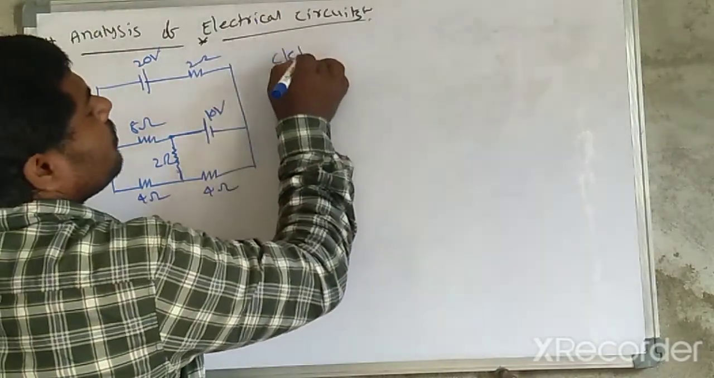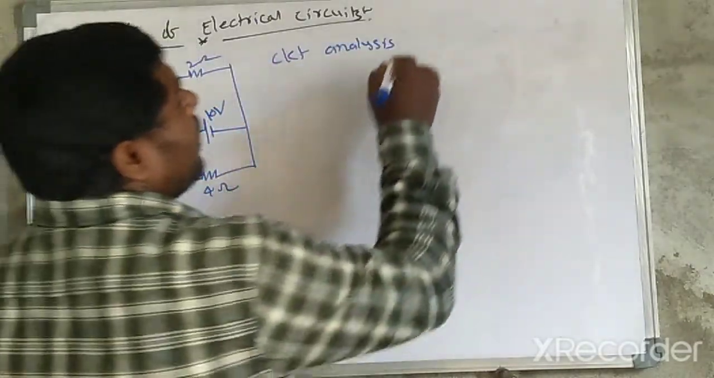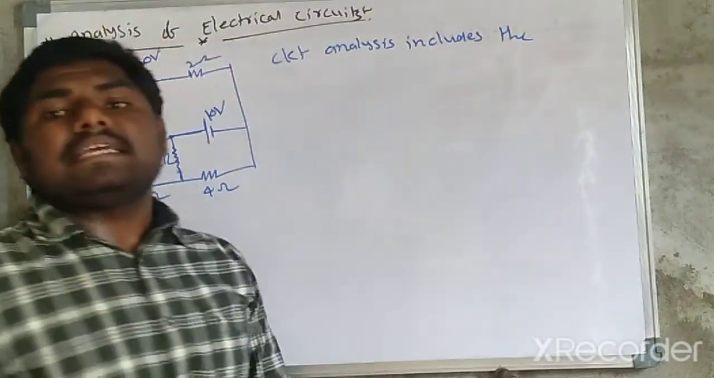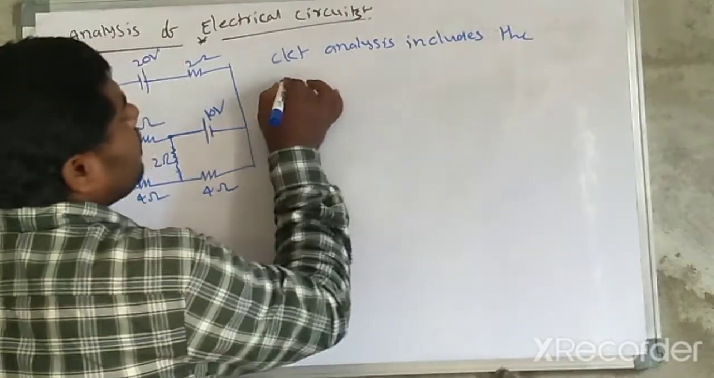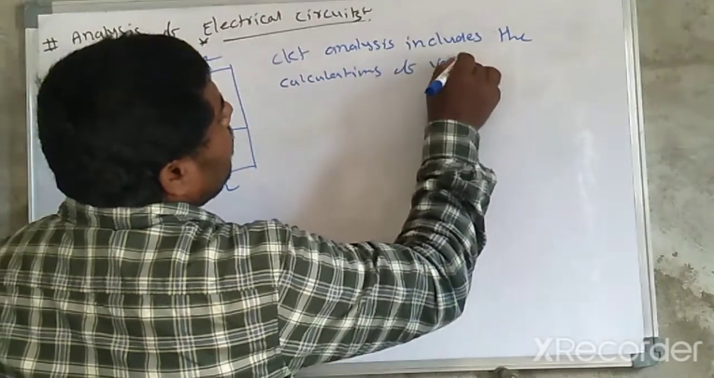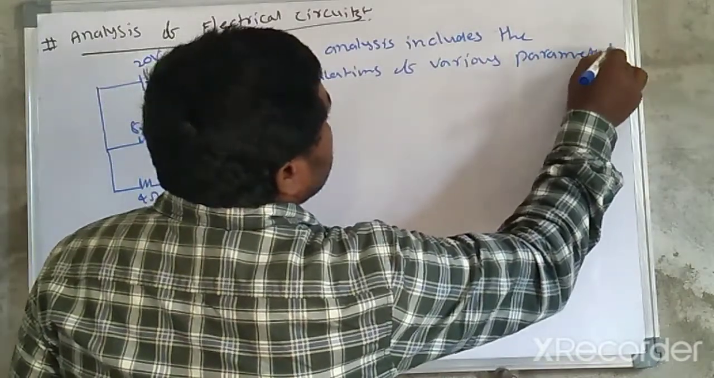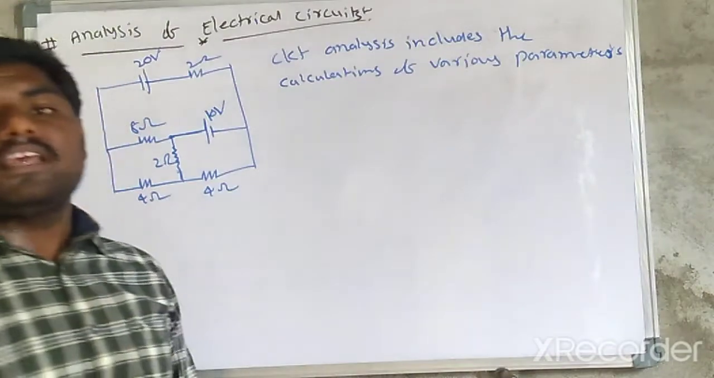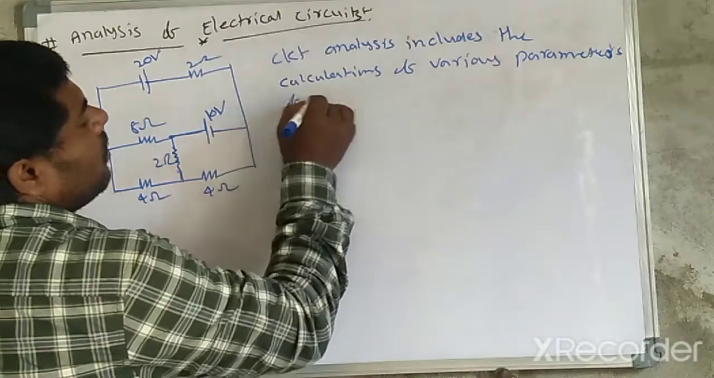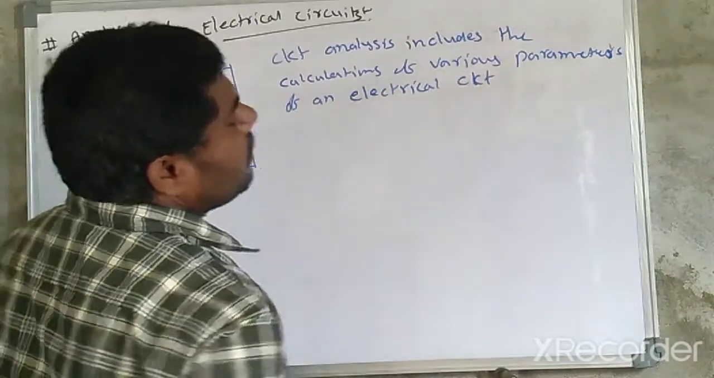So circuit analysis includes the calculation of various parameters of an electrical circuit. CKT is nothing but circuit.